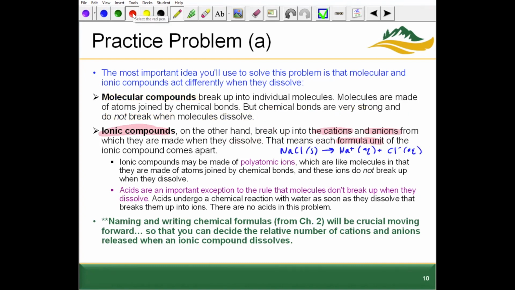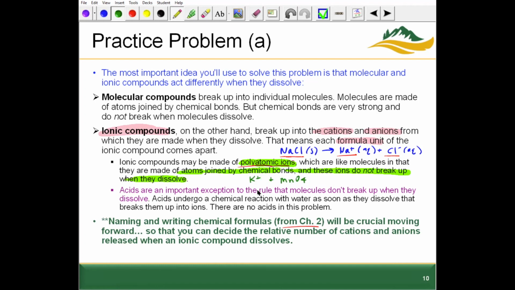So now what we saw in chapter 2, though, is these are not always so straightforward, that we have this cation and anion, and they break up into their respective cations and anions. Instead, we did see that there are polyatomic ions. So let's focus on these polyatomic ions and how they play into these ionic compounds. Do they dissociate into ions as well? Let's see. So these polyatomic ions are like molecules in that they are made up of atoms joined by chemical bonds. These ions do not break up when dissolved.